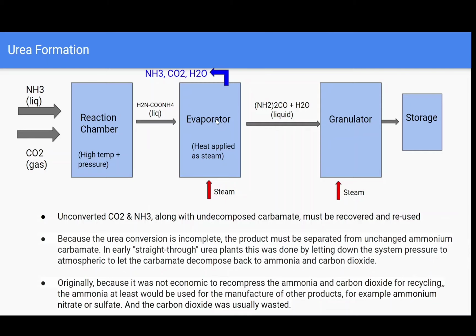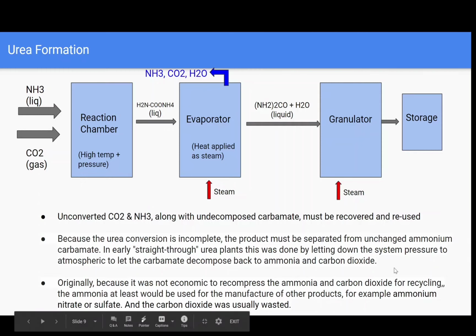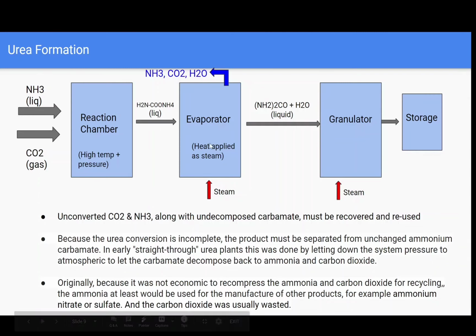So this is a recycling process which happens for the residues which are present here. Because the urea conversion is incomplete, the product must be separated from the unchanged ammonium carbamate. In early straight-through urea plants, this was done by letting down the system pressure to atmospheric pressure to let the carbamate decompose back to ammonia and carbon dioxide. So what this basically means is that the ammonium carbamate here, which does not form urea, if we reduce the pressure here, it will decompose to ammonia and carbon dioxide.